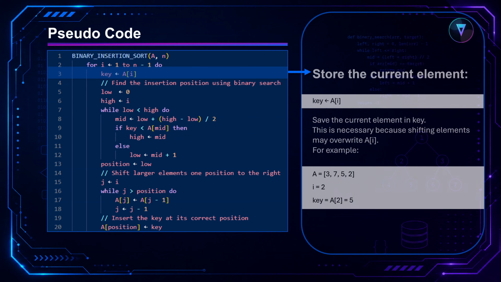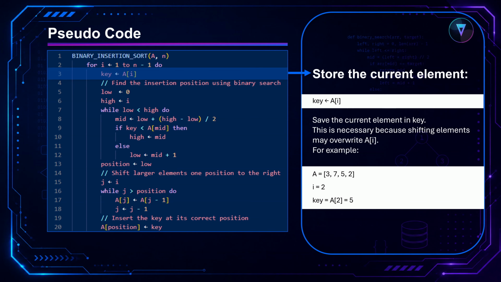At the beginning of each pass, the elements before index I form the sorted portion. The element at index I is the next element that we want to insert into that sorted portion. So the sorted portion becomes larger after every pass. Exactly. It grows by one element during each iteration.